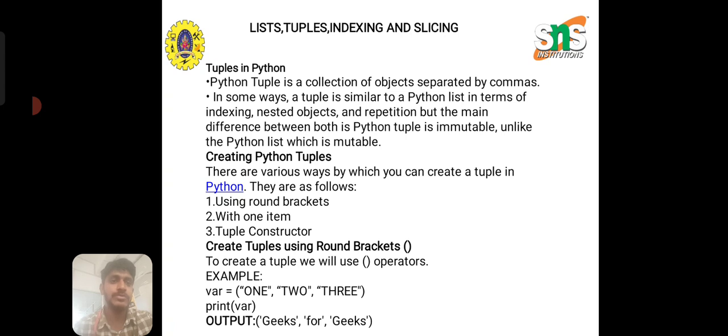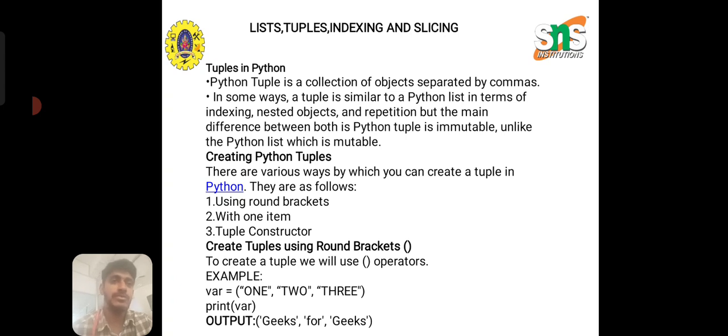To create a tuple we use the round bracket operators. For example, here we can see a variable equal to "1" in double quotes, comma, "2" in double quotes, and "3" as the third item. Then print the variable: we give the keyword print with the variable in open and close brackets. The terminal will automatically print the values and we get the output as Geeks for Geeks. So 1, 2, 3, the three words will be printed here. This is how we can create Python tuples using round brackets.